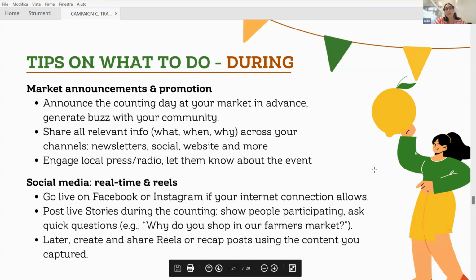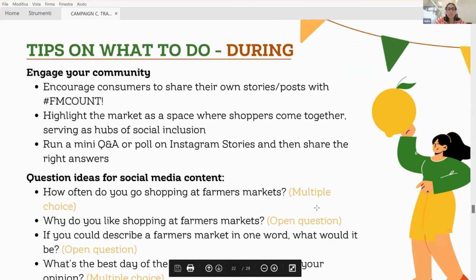Something nice to do is, at the end of the counting, to do a post where you highlight all the activities and all that happened during the counting at the market.